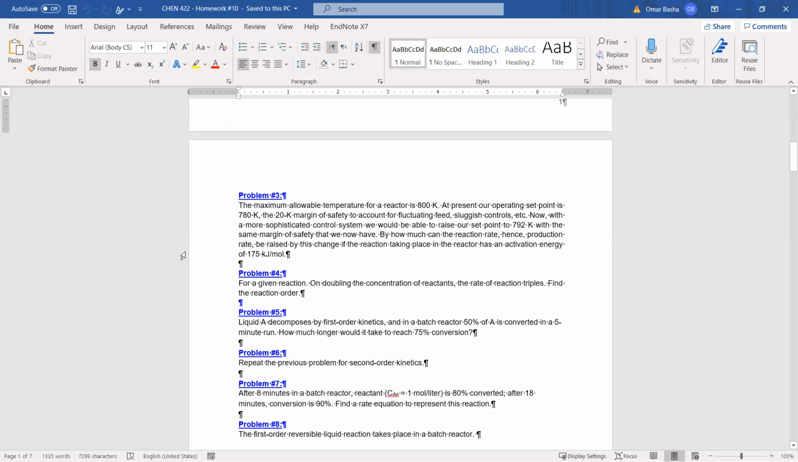Okay. Problem 4. For a given reaction, on doubling the concentration of reactants, the rate of reaction triples. Find the reaction order. I don't know if I'm remembering this correctly, but this seemed to be a problem that tripped up a bunch of people for some reason. Again, at its core, it's a very simple type of problem. However, the wording can make it a bit complex. Okay, which problem is this? This is problem 4, right?